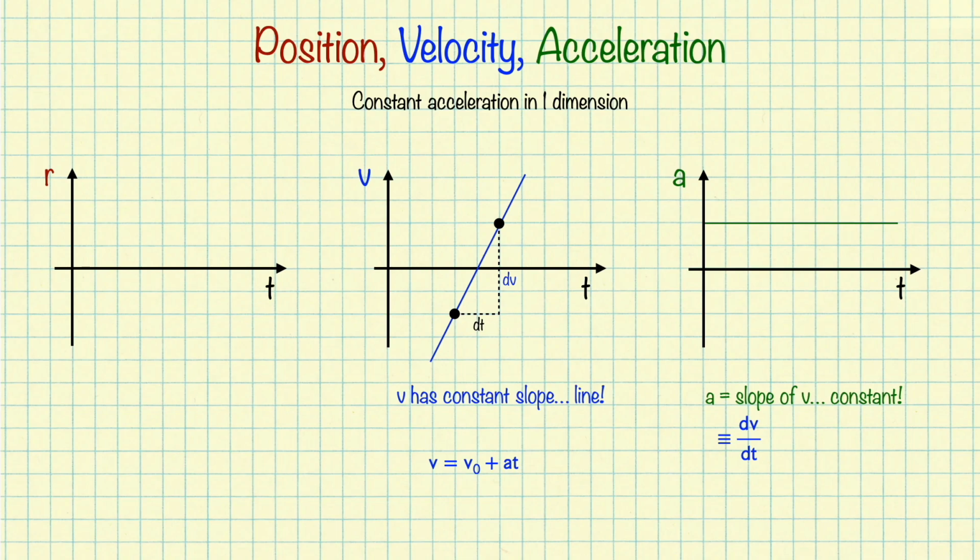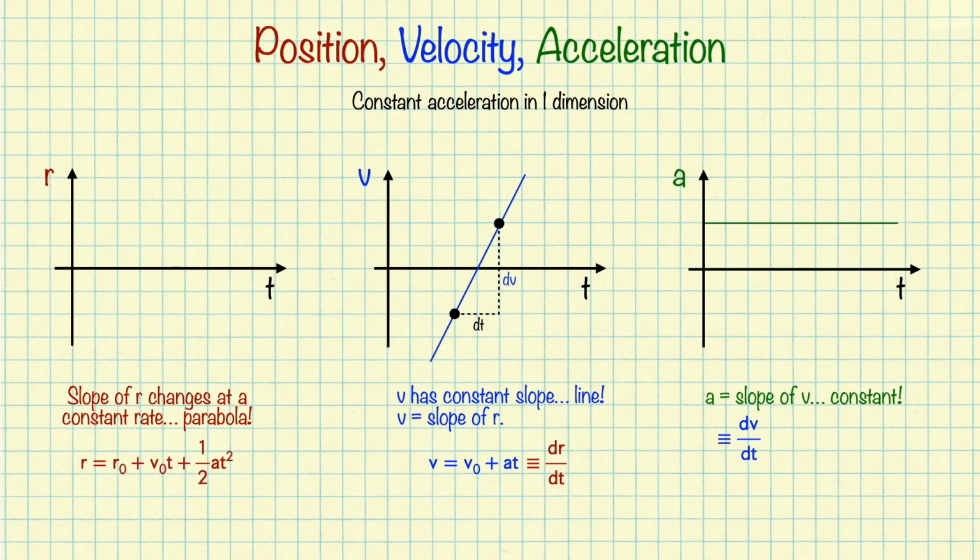Now, the velocity is the slope of the position, or more accurately, the instantaneous slope of the position, or the time derivative of the position. So if the velocity is the slope of the position and the velocity has a constant slope, that means the velocity changes at a constant rate, then the slope of the position changes at a constant rate. So the position will be some curve whose slope changes at a constant rate. And it turns out that this curve is a parabola. And the most general equation for a parabola has the following form.